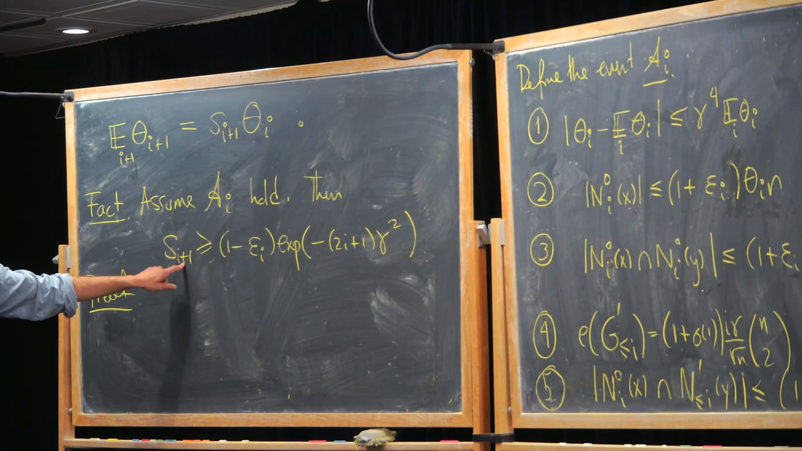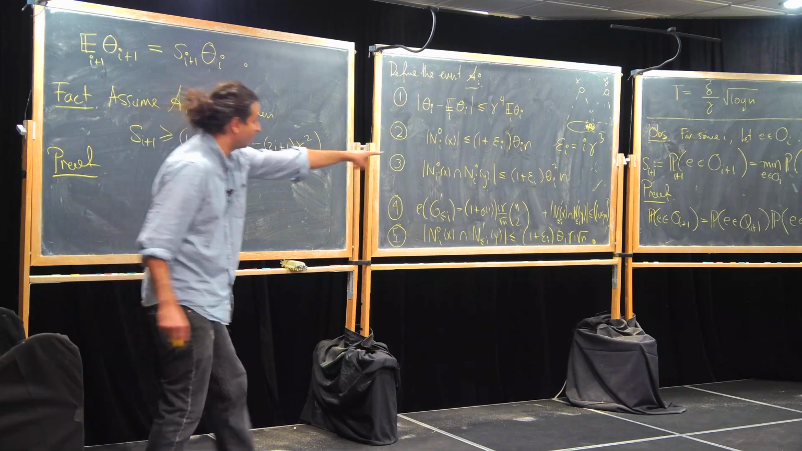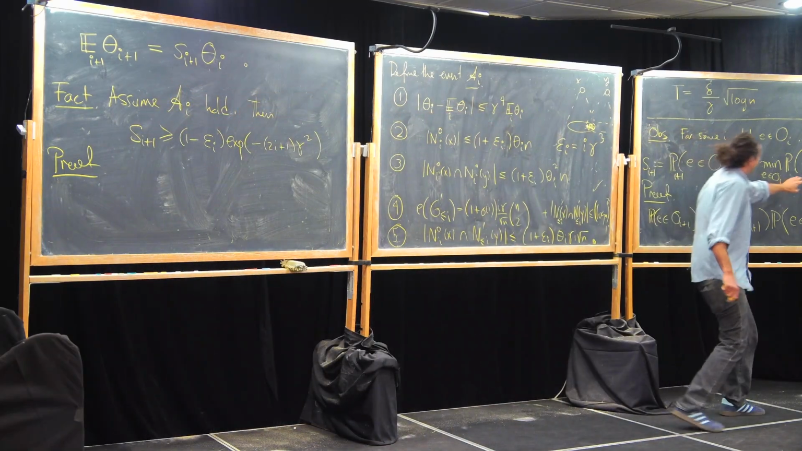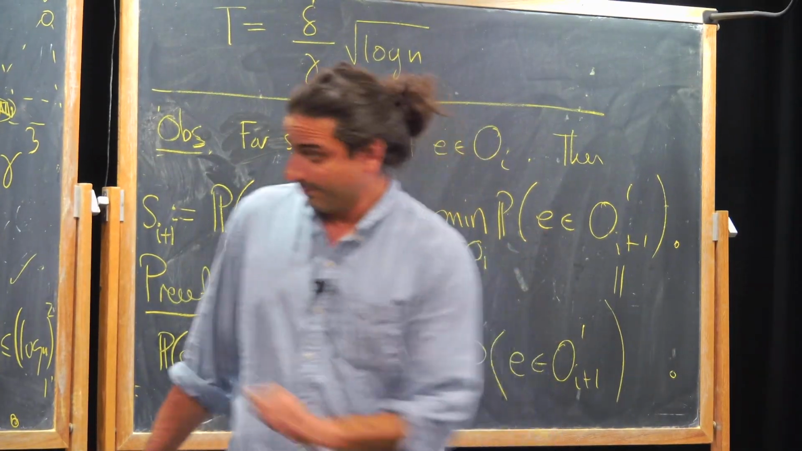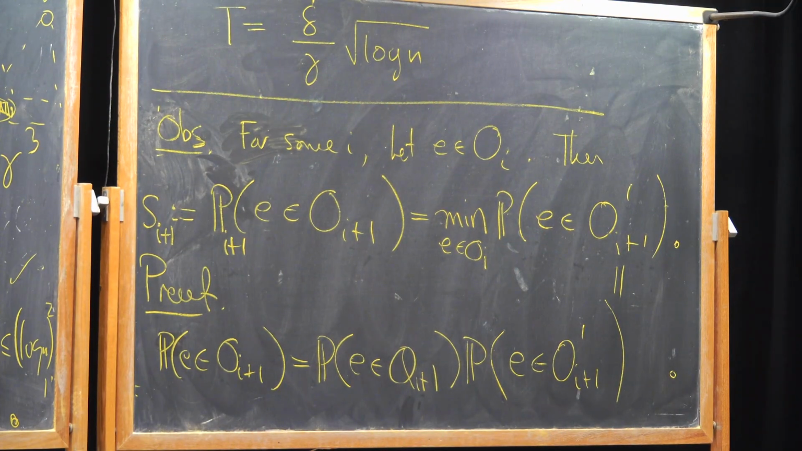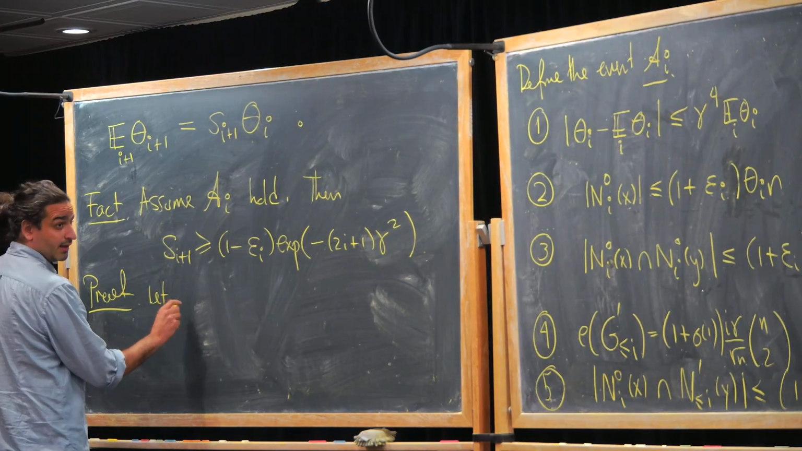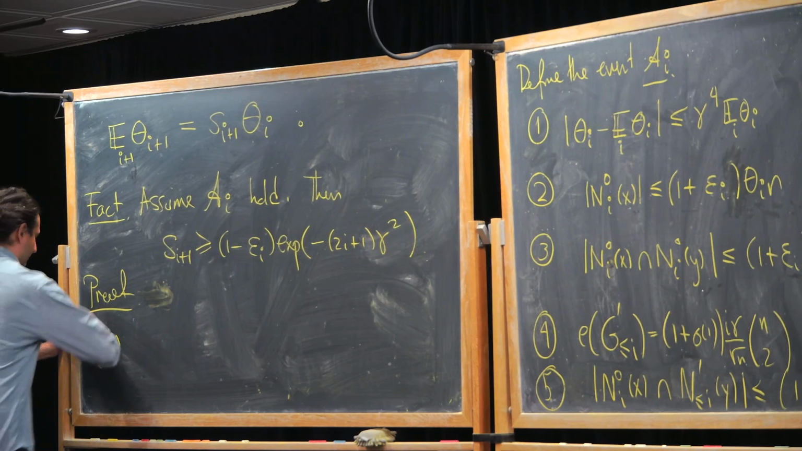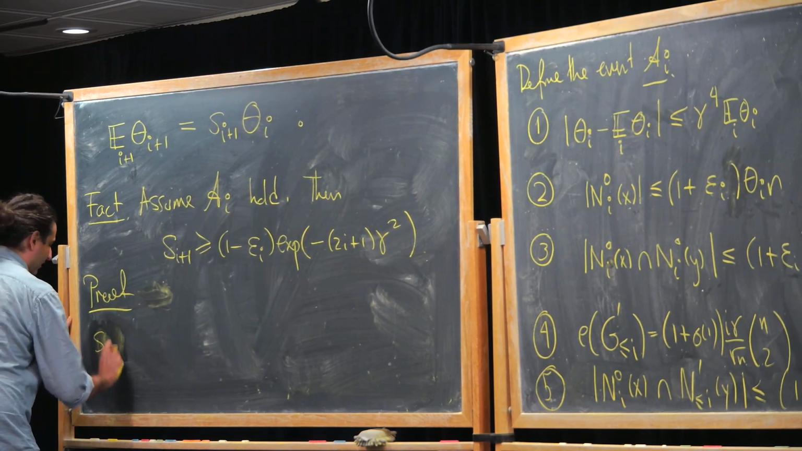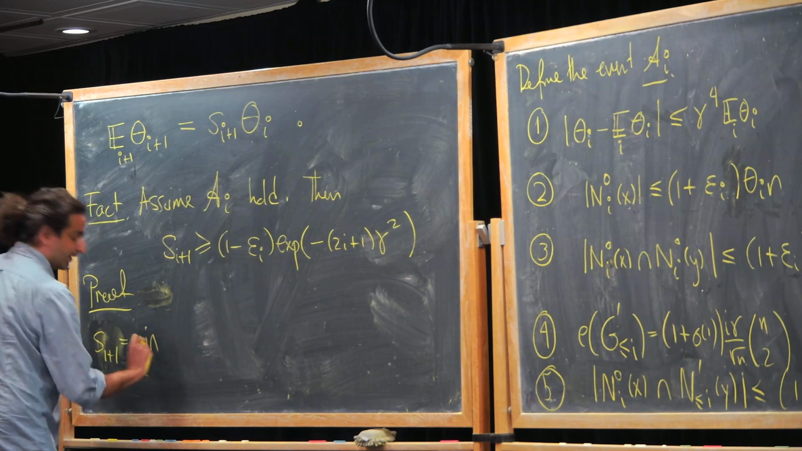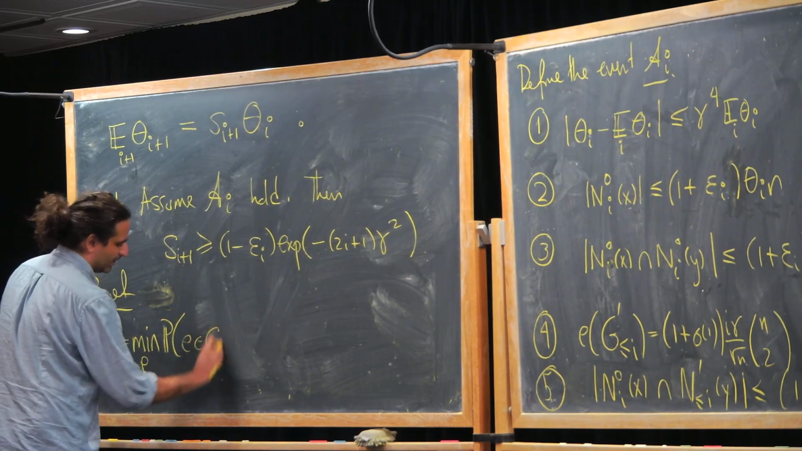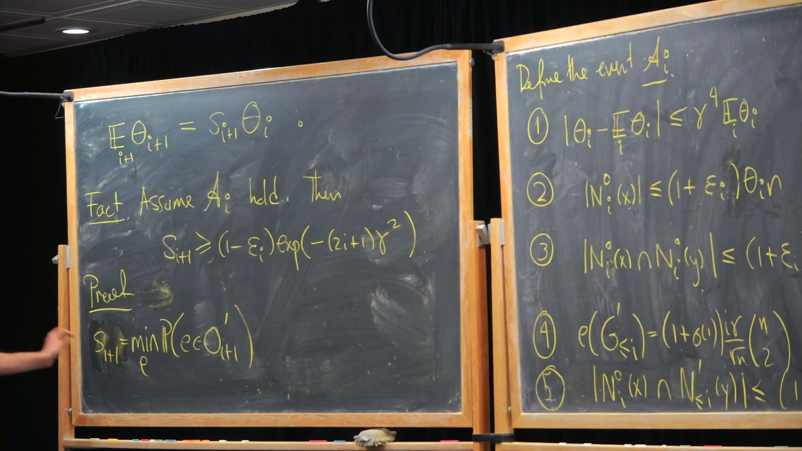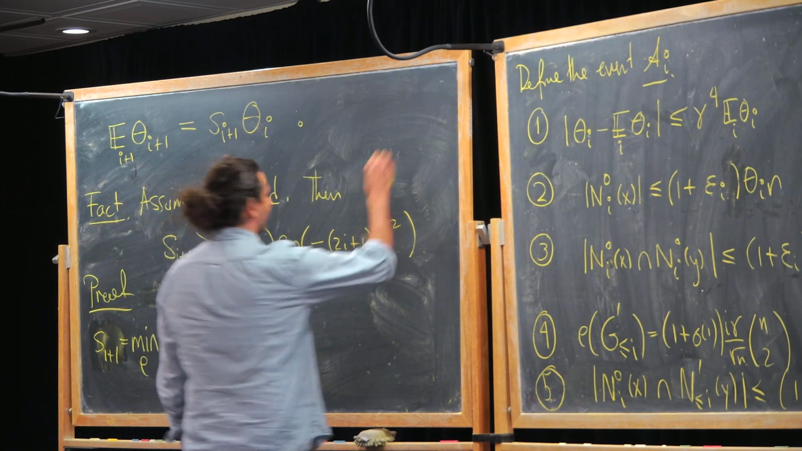OK, so this is my thing of interest. I have a formula for it over here. Let's focus on the e that attains this minimum. I'll just write the whole thing: min over e of the probability e is in O_{i+1} prime. OK, so what is this? Now we're actually hitting where the rubber hits the road. So I need a picture.